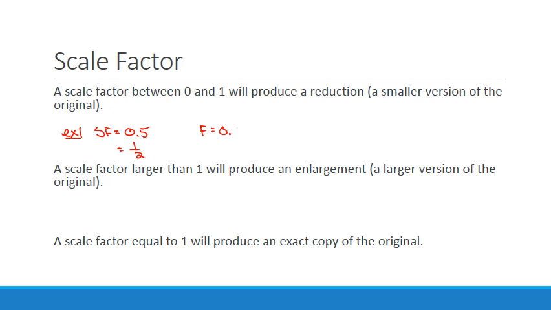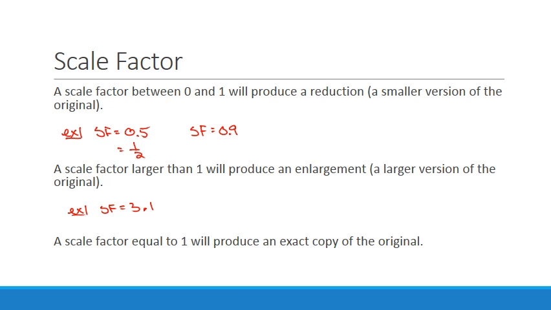Even 0.9, that's still less than 1, so that's going to give you a reduction. A scale factor larger than 1 will produce an enlargement. So we already showed that. If I said the scale factor was 3 or something like that, and it's okay if it's like 3.1, just something larger than 1.